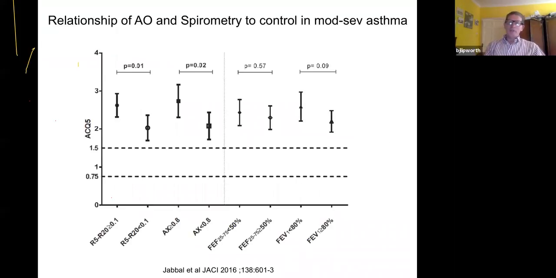Well, what about more severe patients? Because they were mild to moderate. So here we've now got moderate to severe patients. And these data were generated by my fellow who's now moved to Edinburgh, Sunny Jabal. So what we did here is we looked at the asthma control questionnaire as a surrogate for asthma control.